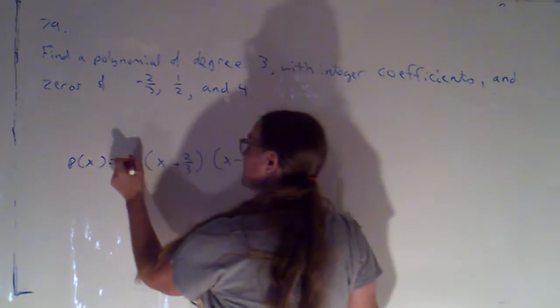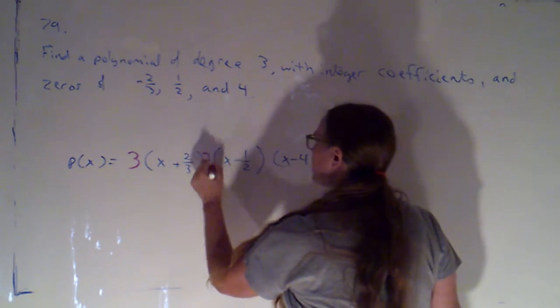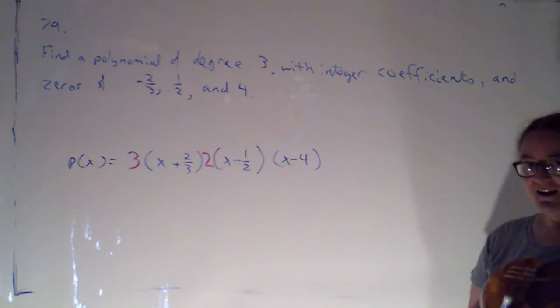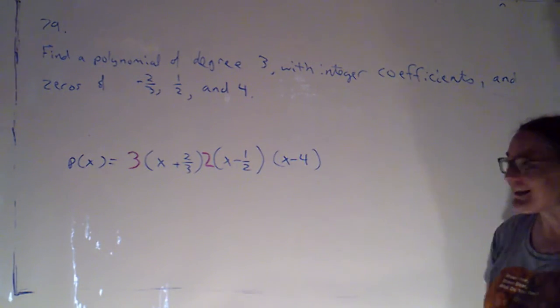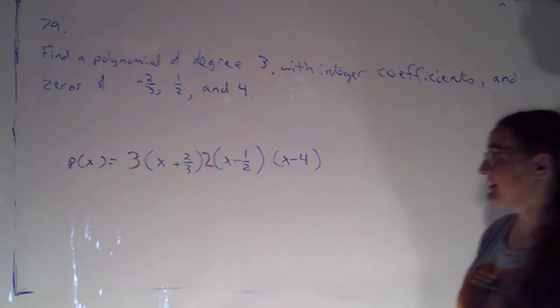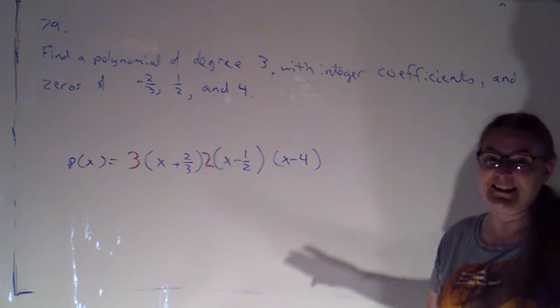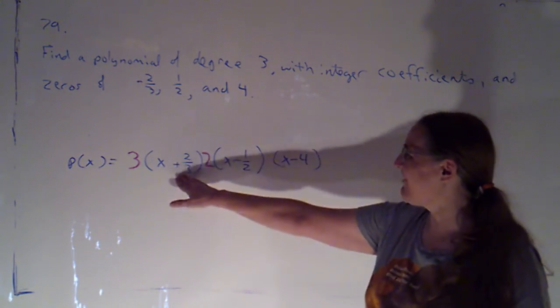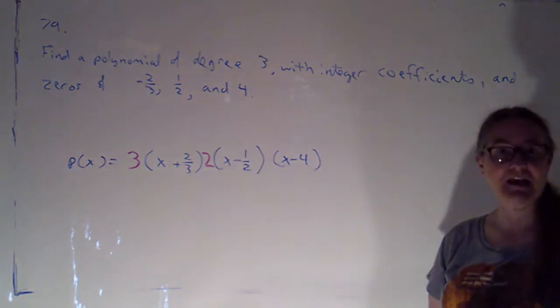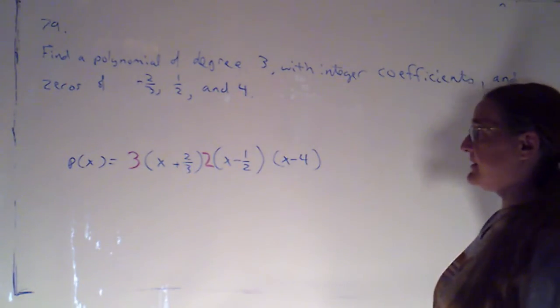So if I take this one and I multiply by 3, and I take this one and I multiply by 2, that's not changing the degree because I didn't introduce any more x's, and it's not changing the zeros because that's just introducing a factor of 6. That's not going to be the thing that makes this thing equal to 0. It'll still be 0 at negative 2/3, 1/2, and 4. So I'm just going to be strategic in how I multiply this out.